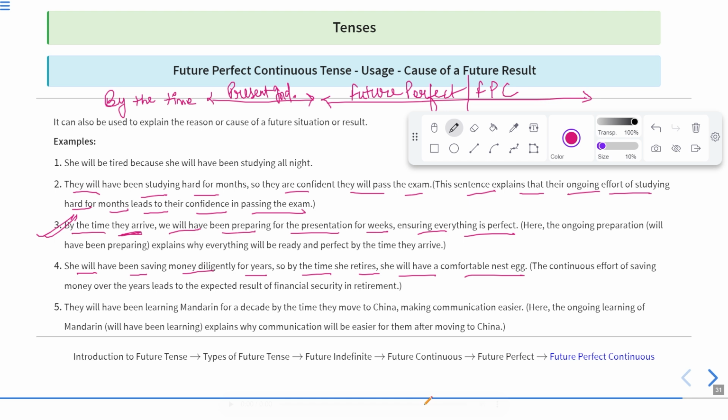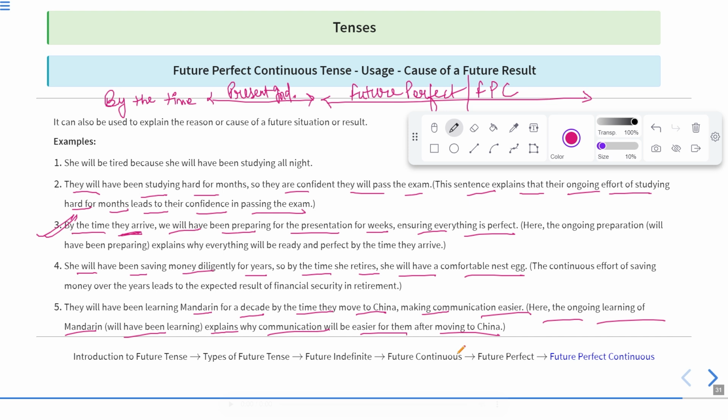They will have been learning Mandarin for a decade by the time they move to China, making communication easier. Here, the ongoing learning of Mandarin, will have been learning, explains why communication will be easier for them after moving to China. Because they will have been practicing this language for a decade, meaning 10 years.